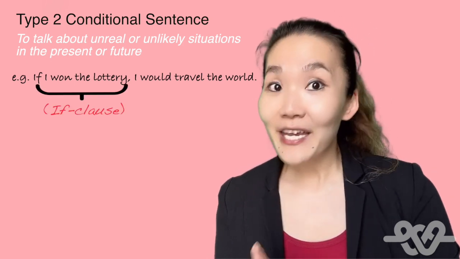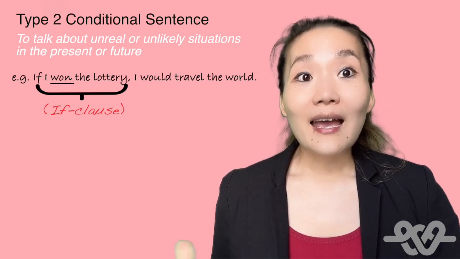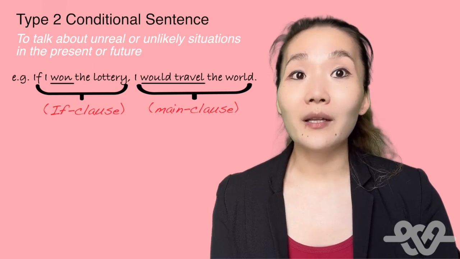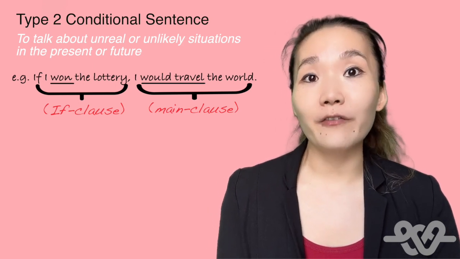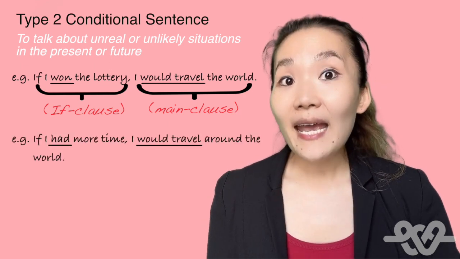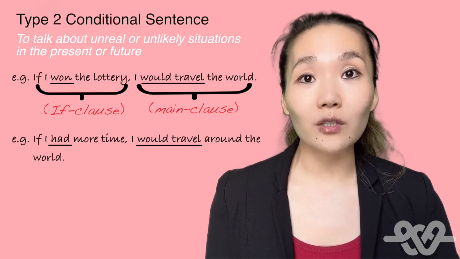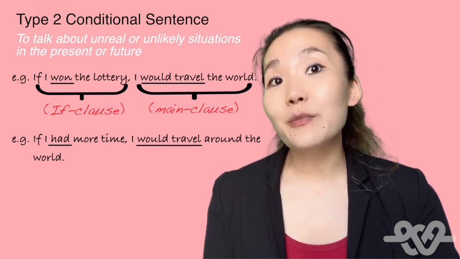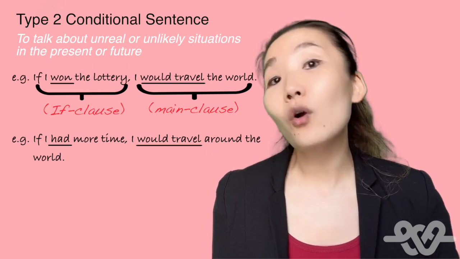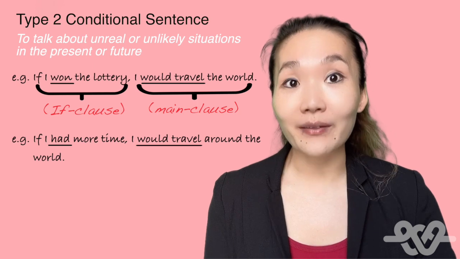This time in the if clause, simple past tense is used. As for the main clause, we use the modal verb would plus the base form of the verb. Here are some more examples. Number 1, if I had more time, I would travel around the world. In this sentence, the speaker is imagining a different present where they have more time to travel. However, this is unlikely to happen in reality.